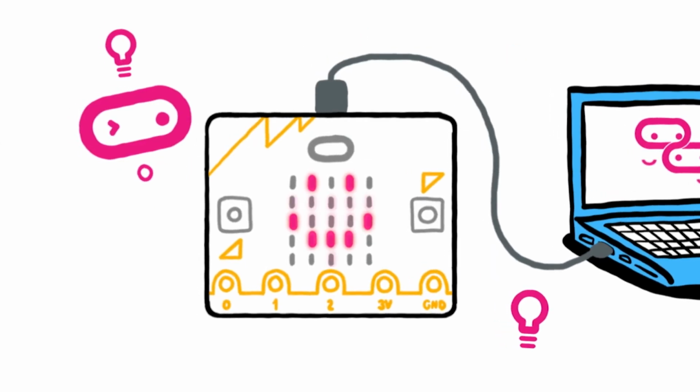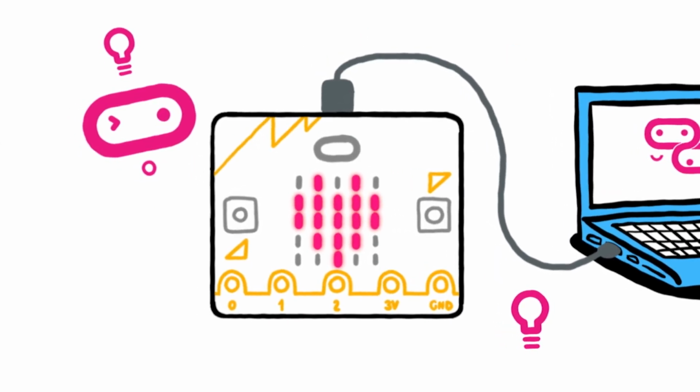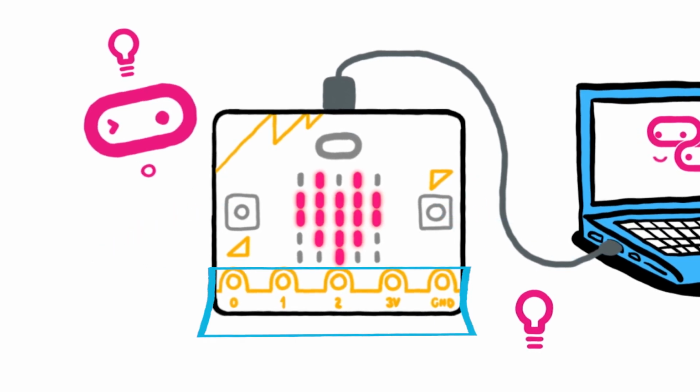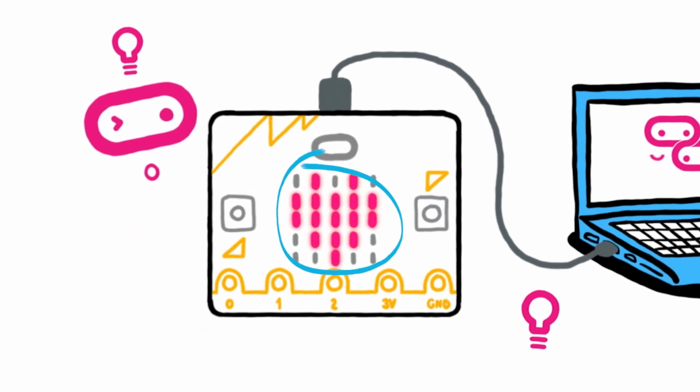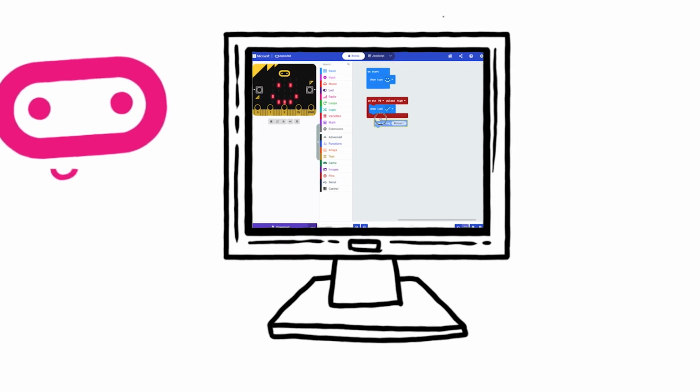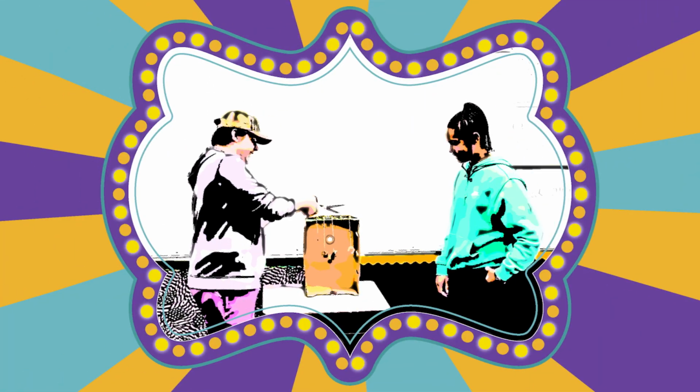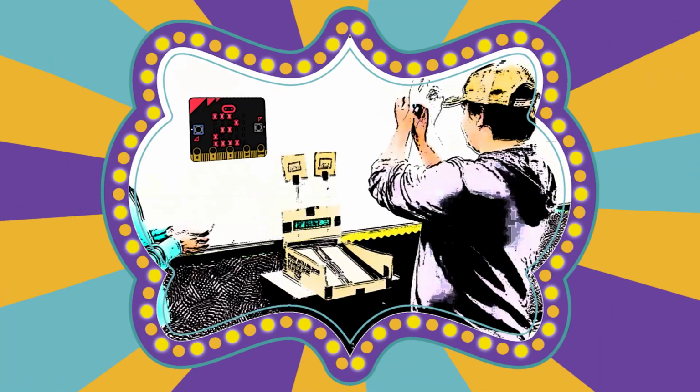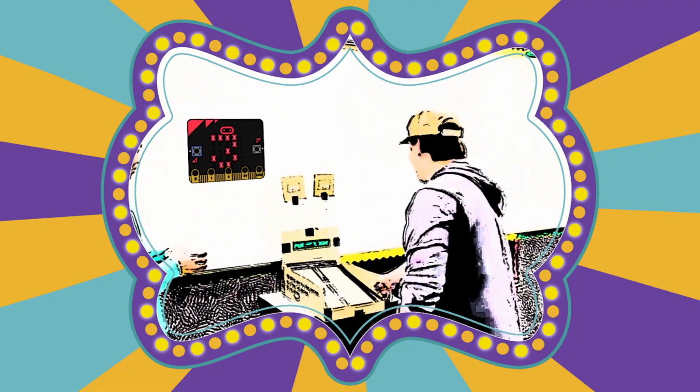This is a micro:bit. It's a microcontroller that has buttons, pins, and LEDs that you can program with Microsoft MakeCode. We'll be using micro:bits to create carnival games with lights, sounds, or scores.